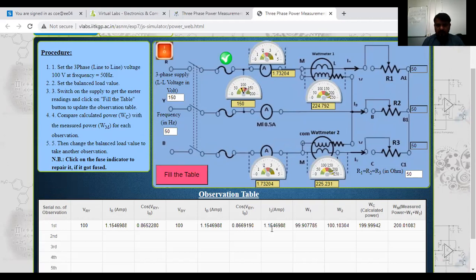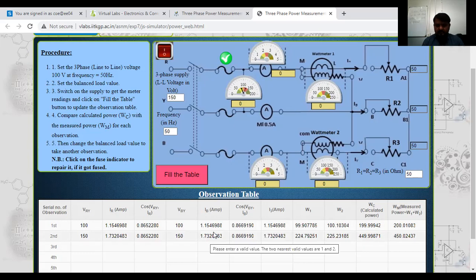1.1 here now. Then V is directly proportional to I when R is constant. So when voltage increases, the current should also increase. Now I'll fill the table here. See here, for 150, the voltage will be 150. Current is increased here. Comparing these two, 1.15, next is 1.73. Yes, sir. We can increase the voltage also. Instead of 150, we can give 200 also. You give the supply, switch on the supply, and fill the table.